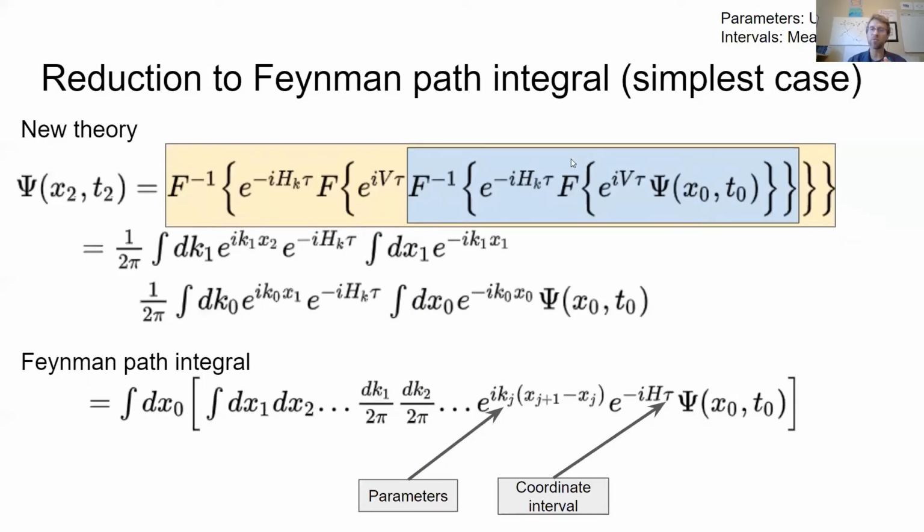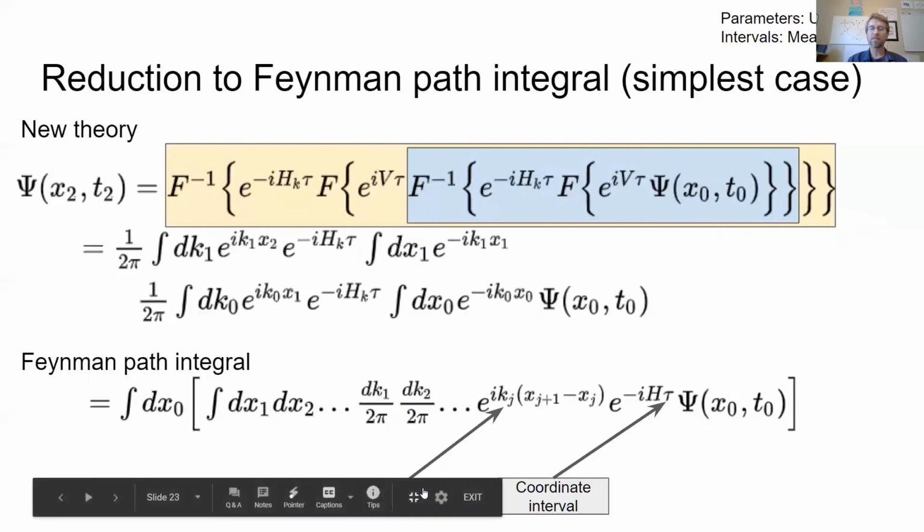And both of those show up in these phase factors here in certain places. So we've got one time step here in blue, and the next time step here is another forward and inverse Fourier transform pair. And that works out to be just what you find in the standard textbook for the path integral. Now, last thing we're going to talk about is parameters and coordinate intervals.